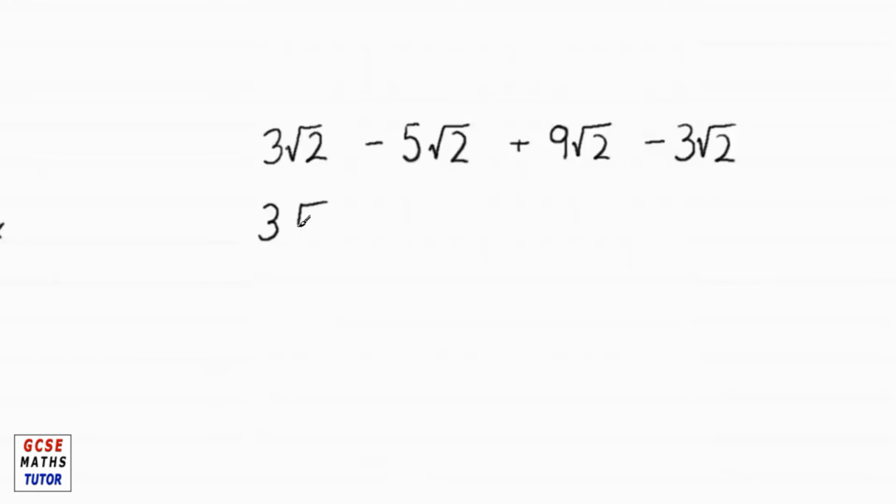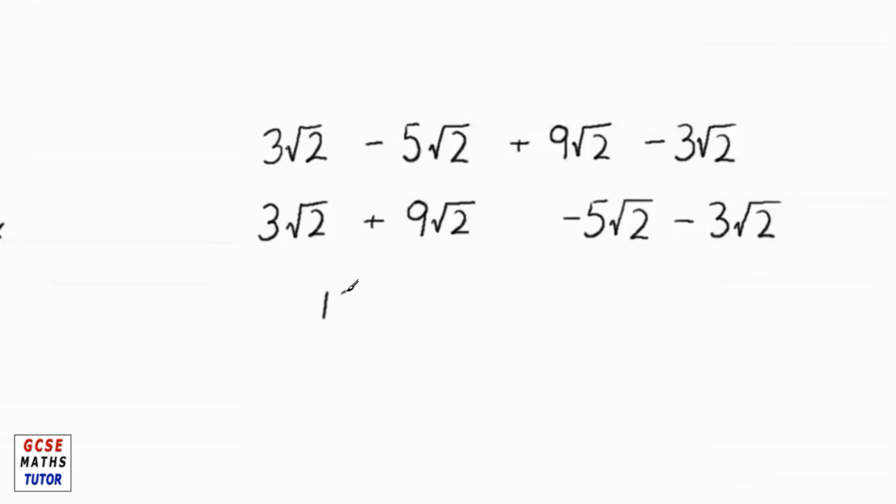Separately grouping positives and negatives gives 3 root 2 plus 9 root 2 and minus 5 root 2 plus minus 3 root 2, which simplifies to 3 root 2 plus 9 root 2 gives 12 root 2, and minus 5 root 2 plus minus 3 root 2 gives minus 8 root 2, and 12 root 2 minus 8 root 2 gives us our final answer, 4 root 2.